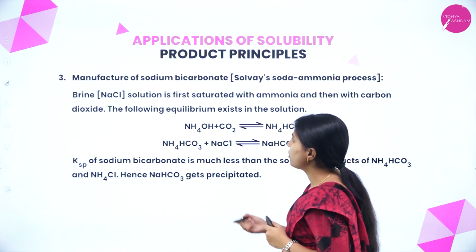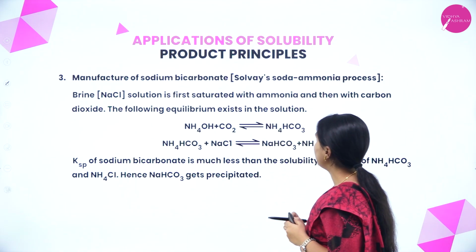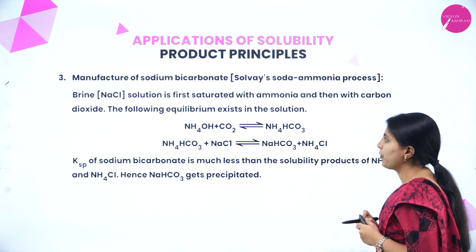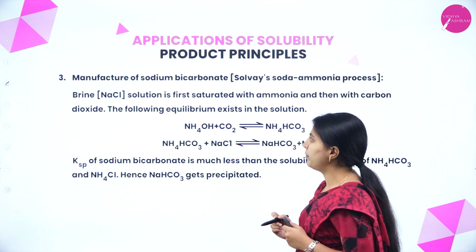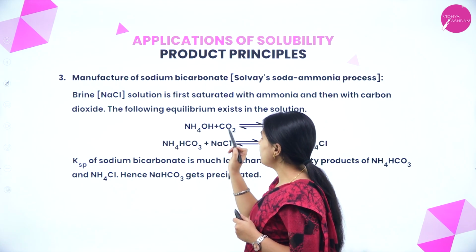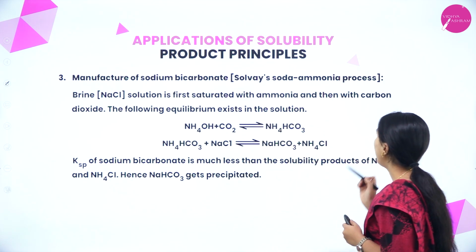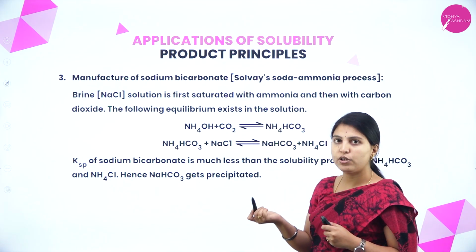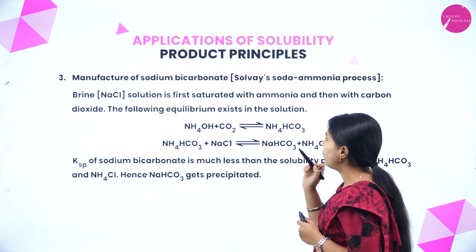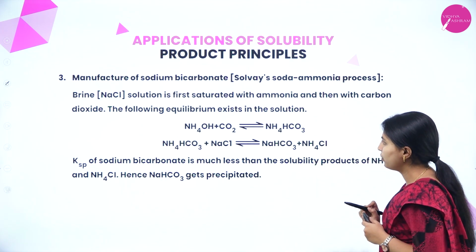This is a very important application of solubility product. Next, manufacture of sodium bicarbonate, that is the Solvay soda ammonia process. How will sodium bicarbonate be produced? Brine solution is first saturated with ammonia and then with carbon dioxide. Brine solution means sodium chloride solution. The following equilibrium exists in the solution.